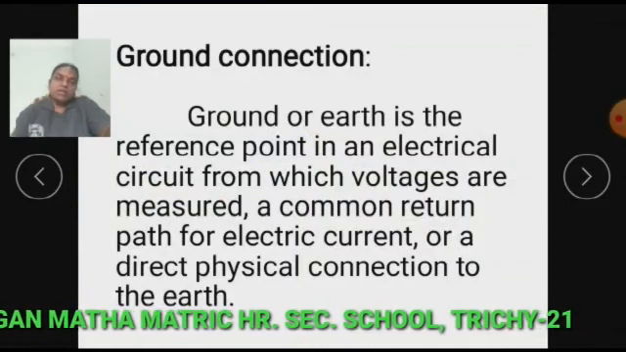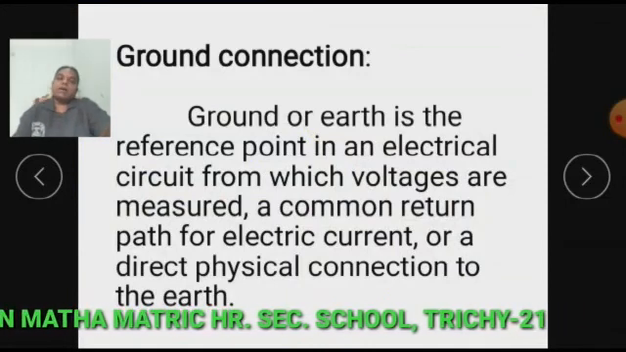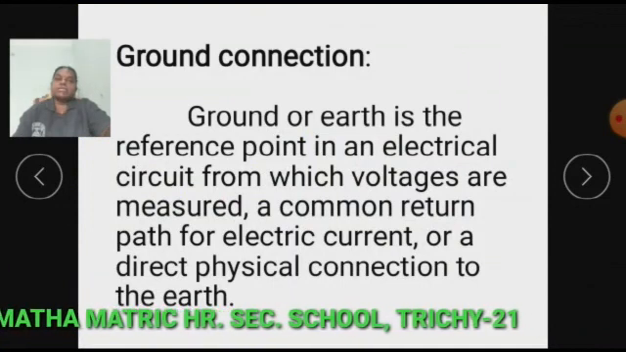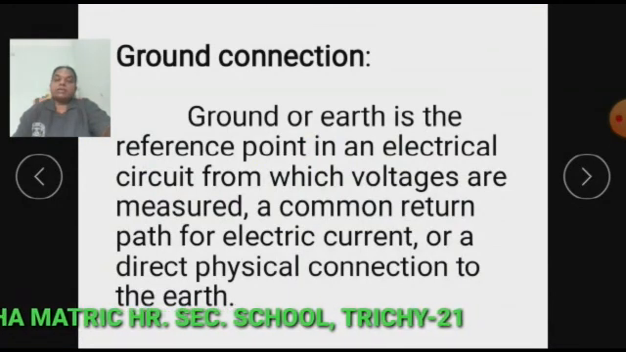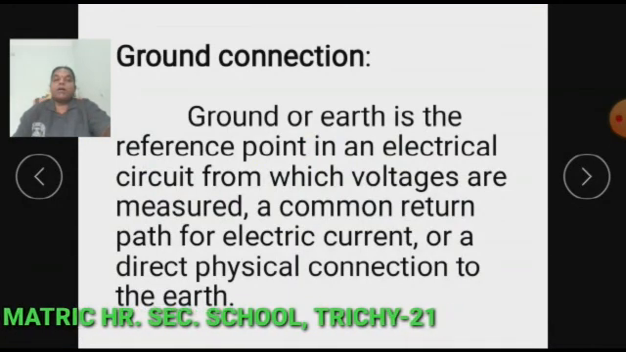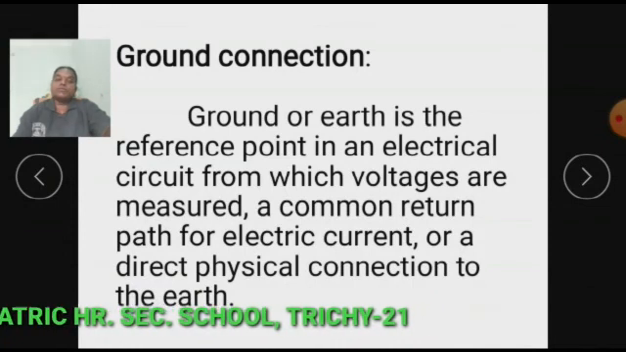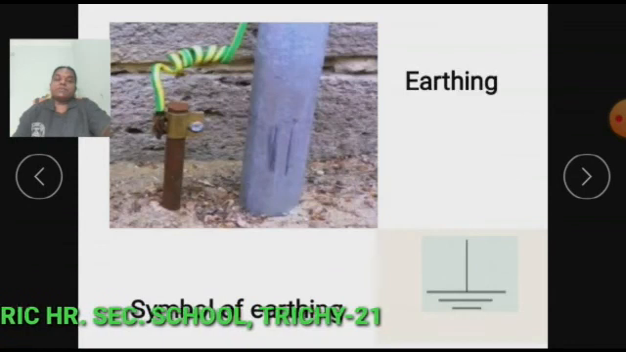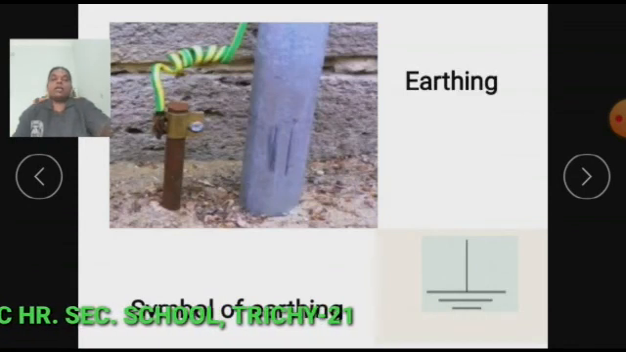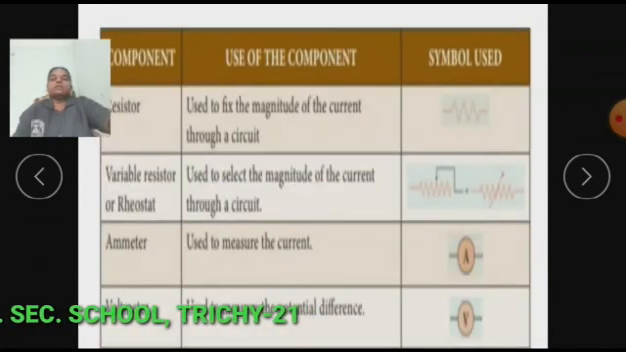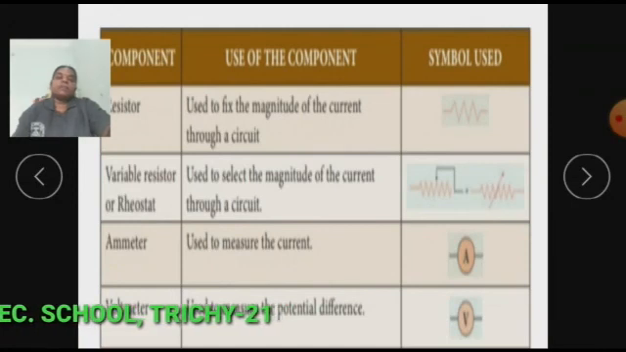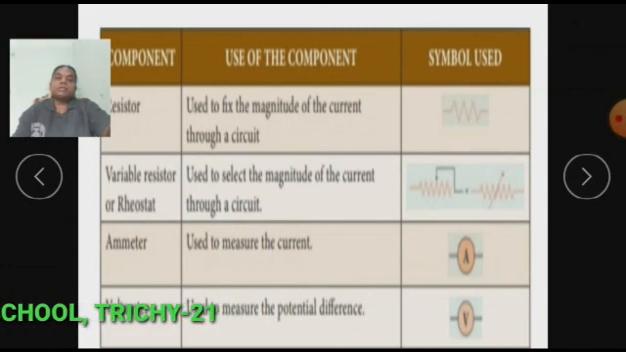Ground connection. Ground or earth is the reference point in an electrical circuit from which voltages are measured. A common return path for electric current or a direct physical connection to the earth. In this figure, earthing is shown and this is the symbol of earthing. Here, the electrical components, uses of the components and symbol used for the components are tabulated.